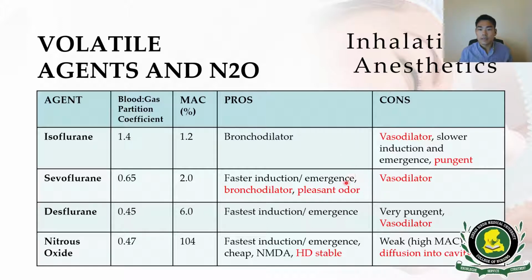Nitrous oxide tends to be more hemodynamically stable, but it also can diffuse into air-filled cavities. If you're doing an intra-abdominal surgery or intracranial surgery, you usually want to avoid this, as it can potentially cause problems like small bowel dilation, or if there's a pneumothorax, it could make that pneumothorax much worse very quickly.